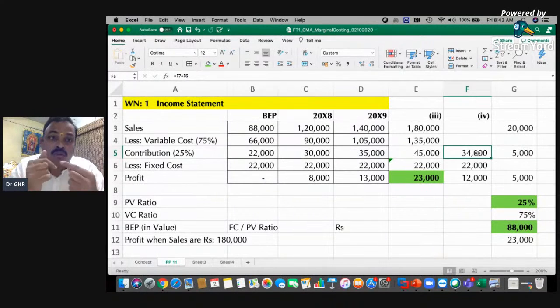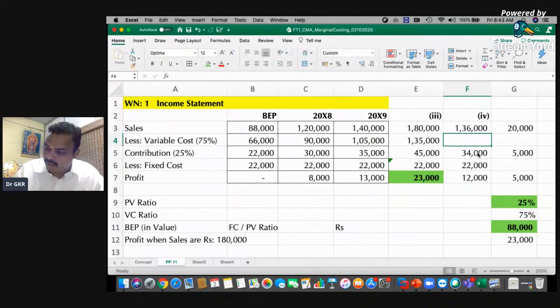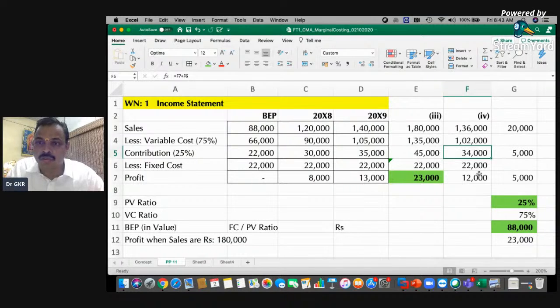So 34,000 divided by 25%. Or 34 into 3 times is variable cost, and 34 into 4 times is sales. So 1,36,000 is sales, which is 4 times. On this, again 75%. On 136, 75% is 102. So 136 minus 102 is 34. So I repeat, 136 is your sales.